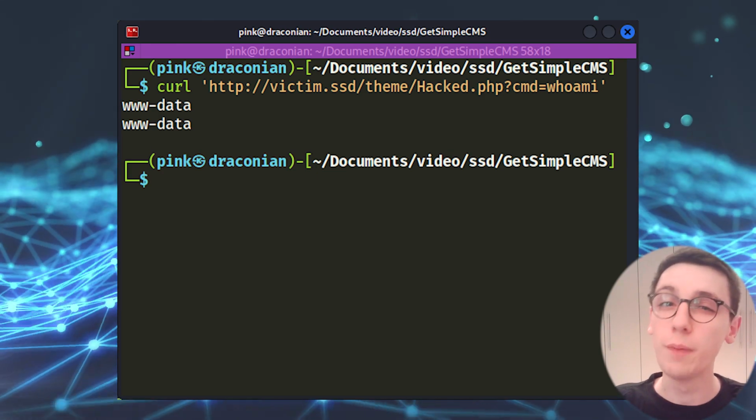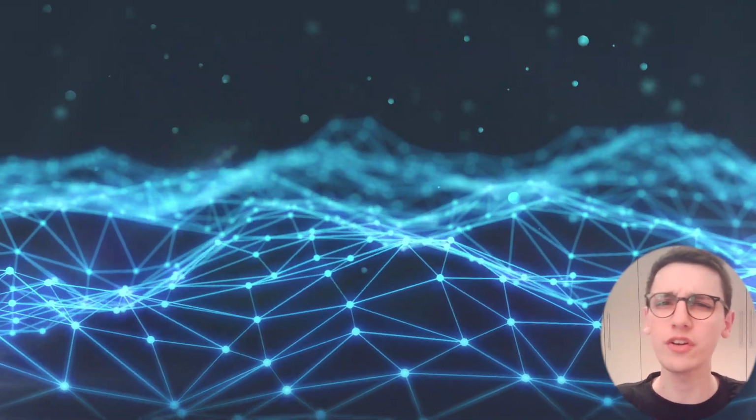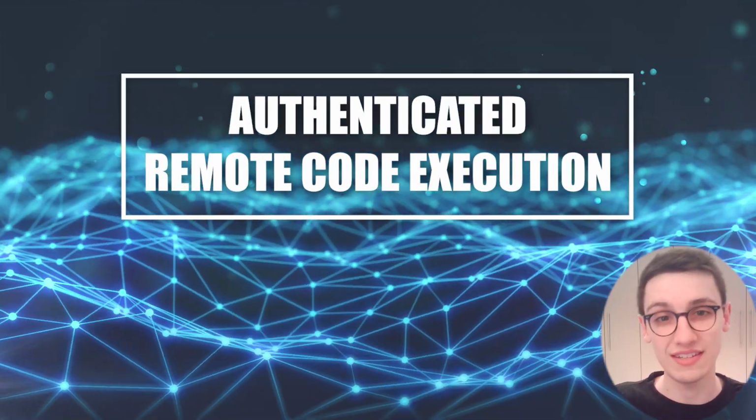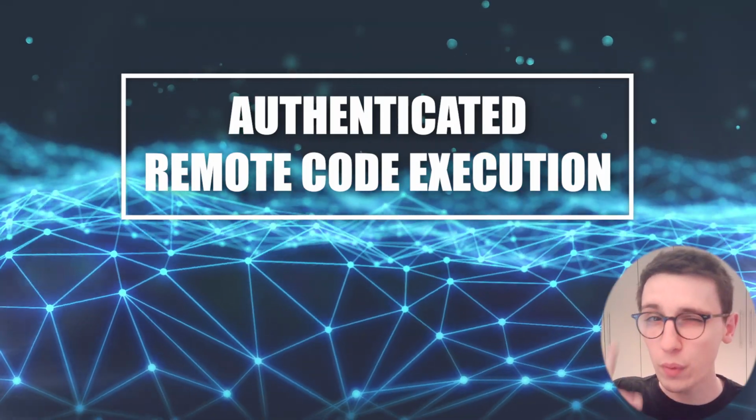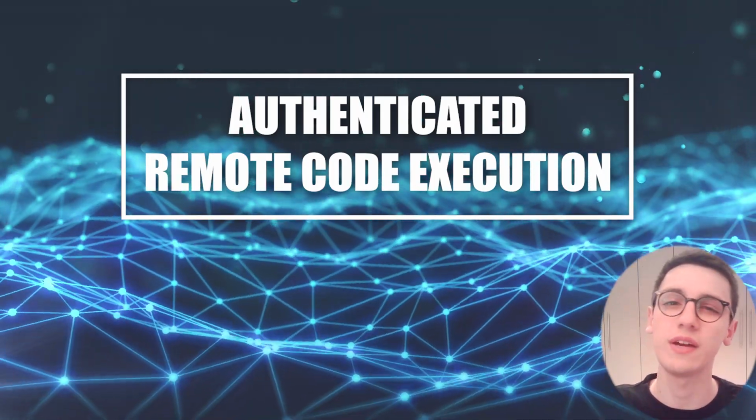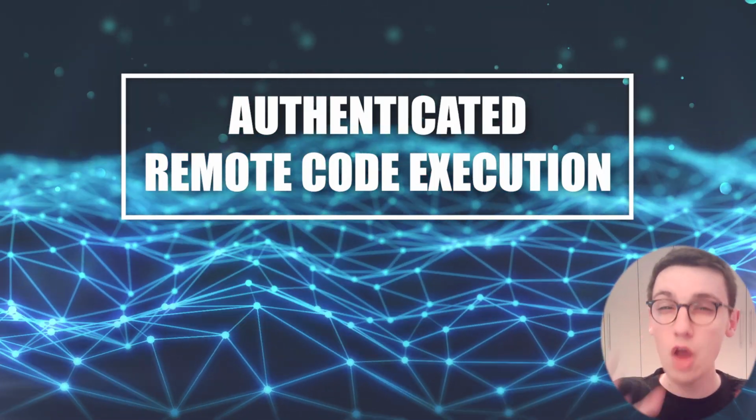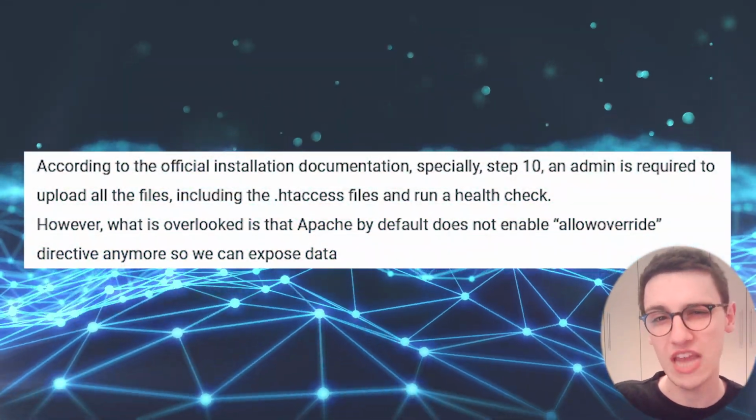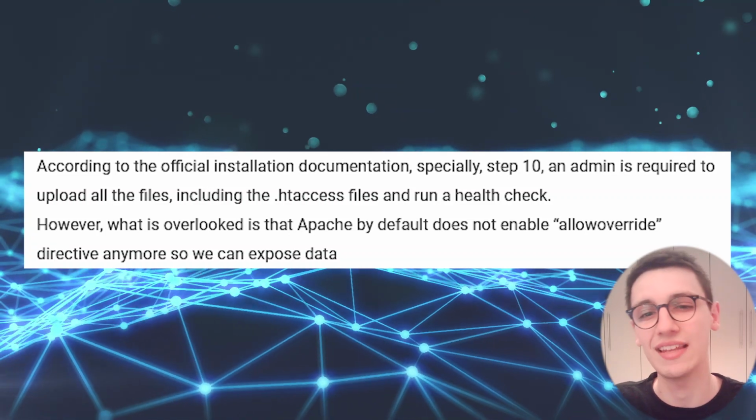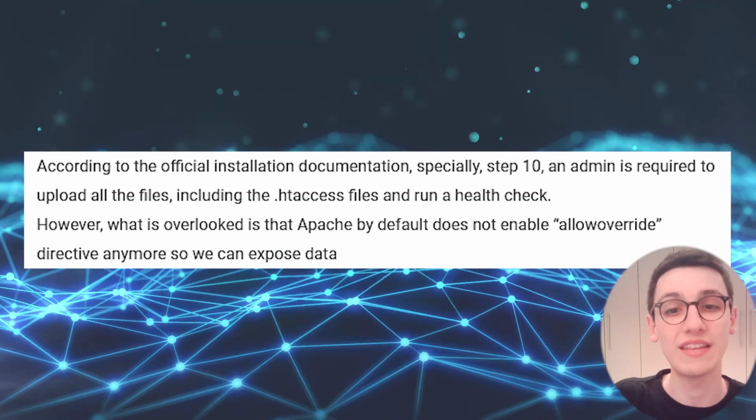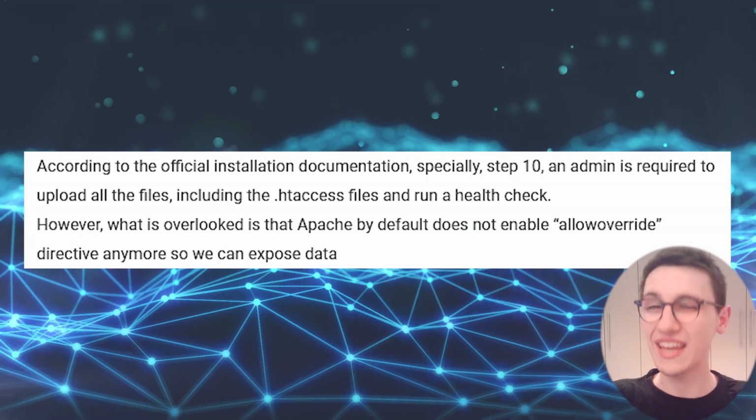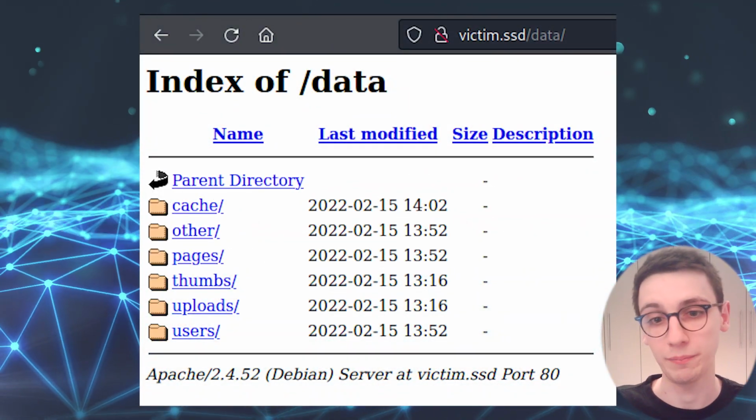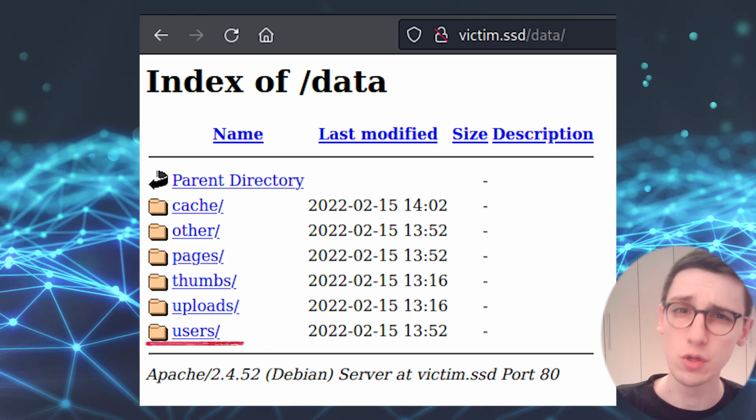We now have a remote code execution, but we can currently only execute it as an admin. Thus, it's an authenticated remote code execution. But we won't let that stop us. We're going to find a way to turn this into an unauthenticated RCE. First of all, there's an issue with the .htaccess file and Apache 2 not enabling the AllowOverride directive by default, so we can disclose directory listings of, for example, the data directory. I see a users directory.